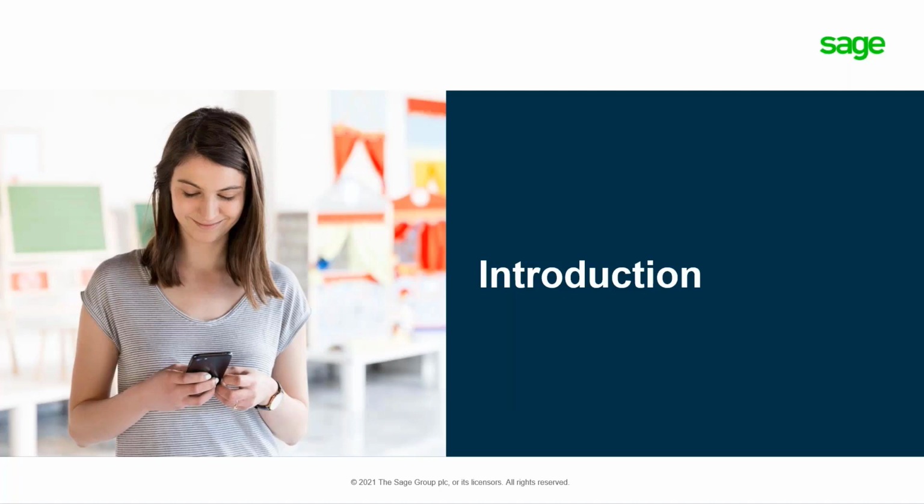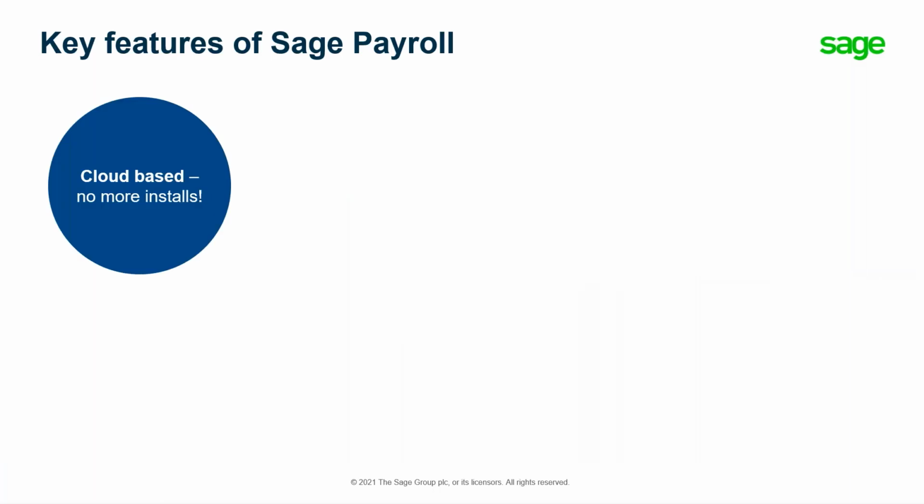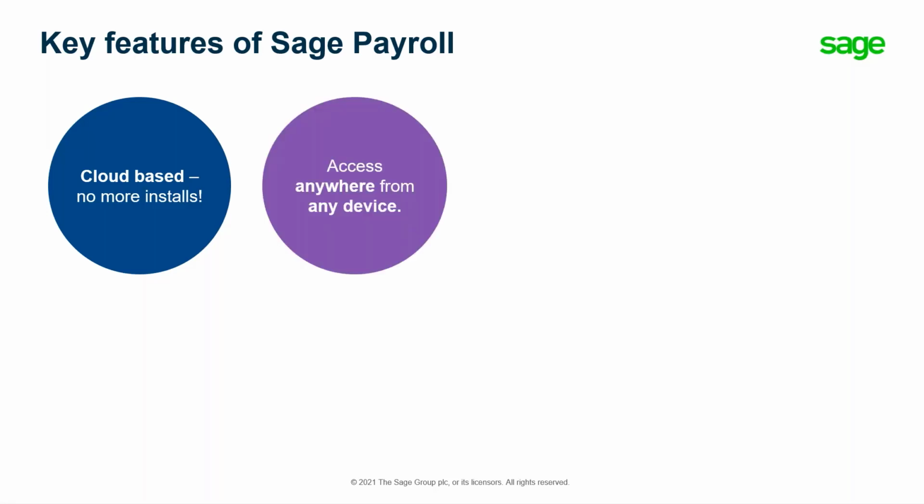So let's get straight on to our introduction, where I'm going to run through some key features of Sage Payroll. Business Cloud Payroll is cloud-based, as the name suggests, which is great news. There are no more installs that you need to worry about at payroll year end or at any other time. The latest feature improvements will be available at the point you sign in. This also means you can access your software anywhere from any internet connected device. So not only your PC or laptop, that could be a tablet as well, or even from your mobile phone.